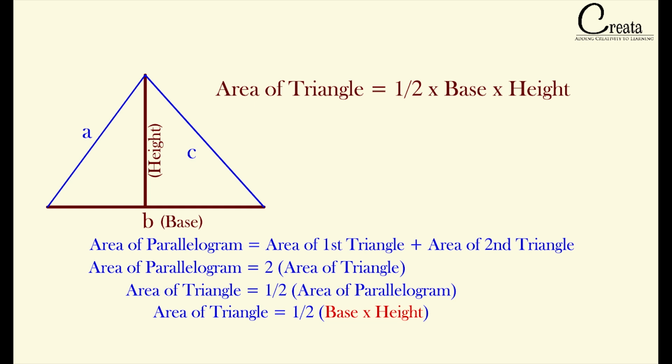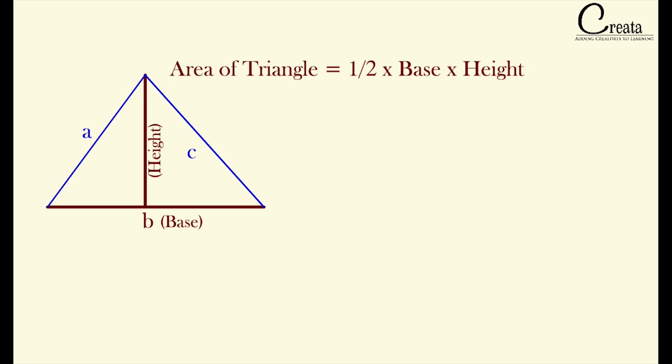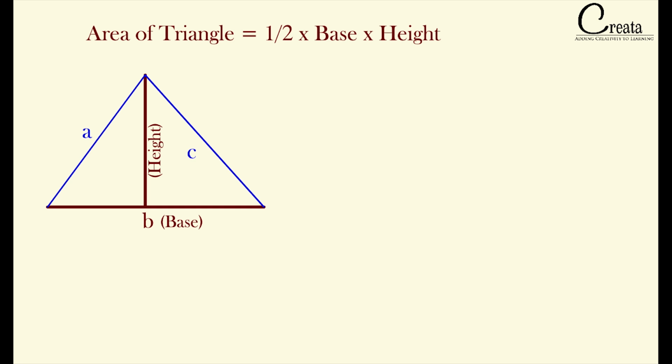No need to mug up the formula, you just have to understand the fundamental. The formula will come automatically. Area of triangle is half the area of parallelogram, and we know area of parallelogram is base into height. So we get area of a triangle as half into base into height. This is the basic fundamental. Let's take different triangles and apply the formula, so that your concept can be further strengthened.